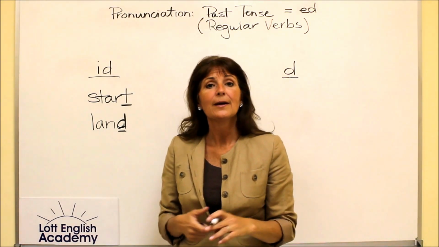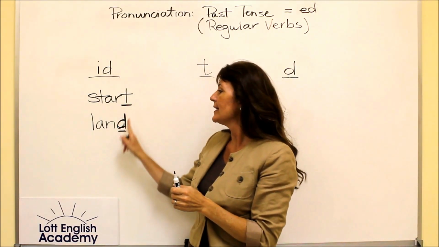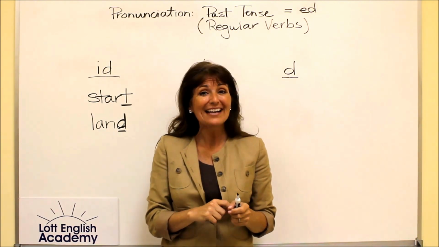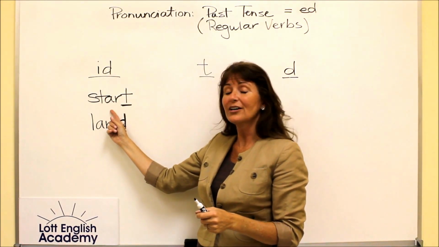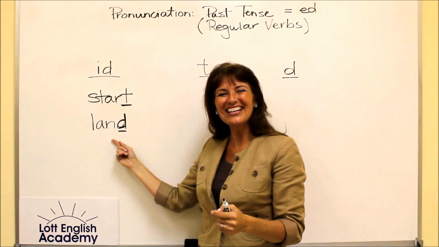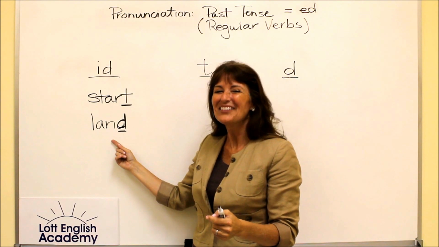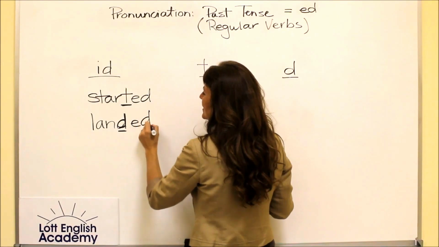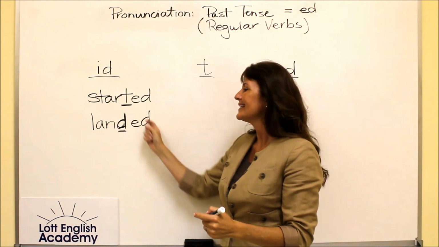If you've got a verb that is a regular verb in English and the last letter is either T or D or a T or D sound, then when you put it into the past tense, the sound will be id. So the past tense of start is started. Good. Can you say this one? The past tense of land is, did you say landed? If you did, you got it right. So the spelling, of course, is just ed. But the sound here is id. So start id, land id.